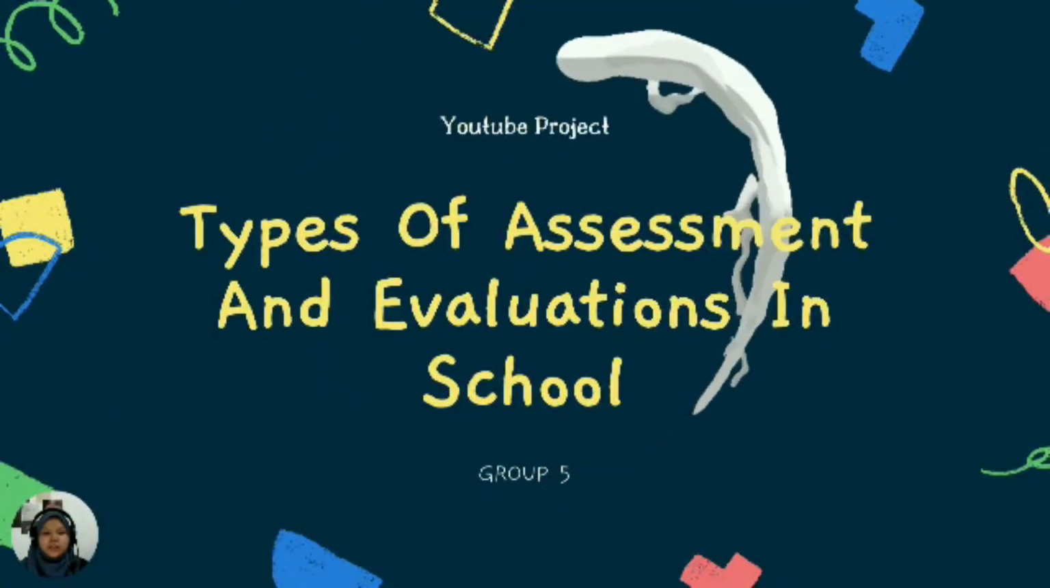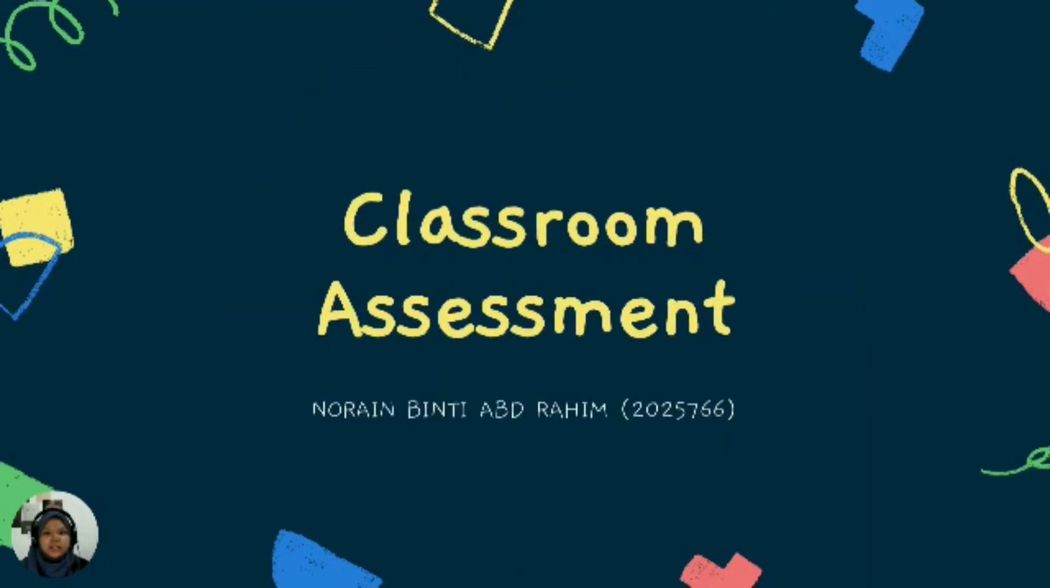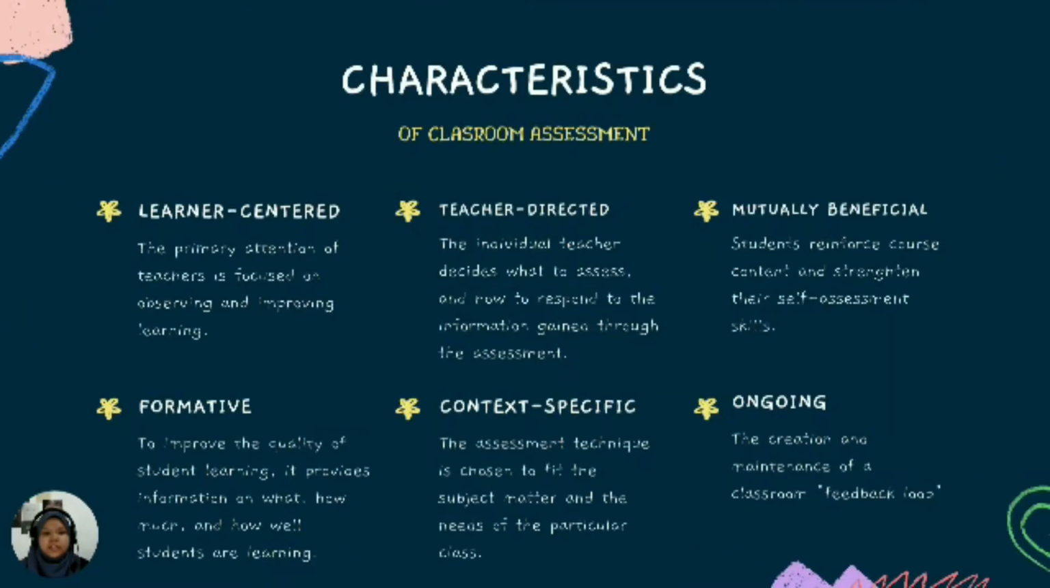Okay, next I'll cover the characteristics, assessment options, and non-test of classroom assessment. Okay, for characteristics of classroom assessment, the first one is learner-centered. The primary attention of teachers is focused on observing and improving learning. Next is teacher-directed. The individual teacher decides what to assess and how to respond to the information gained through the assessment. The third one is mutually beneficial, where students reinforce course content and strengthen their self-assessment skills.